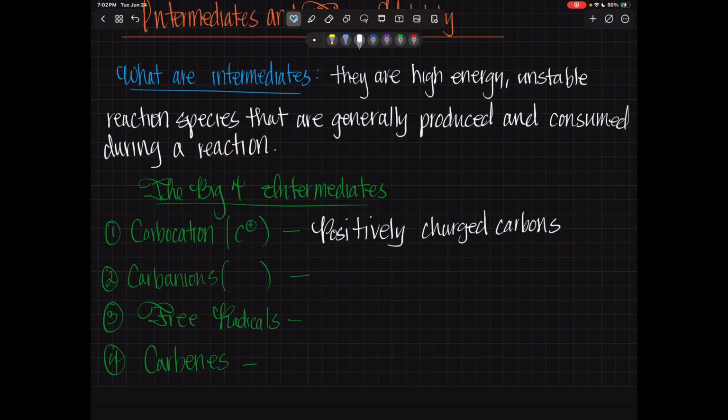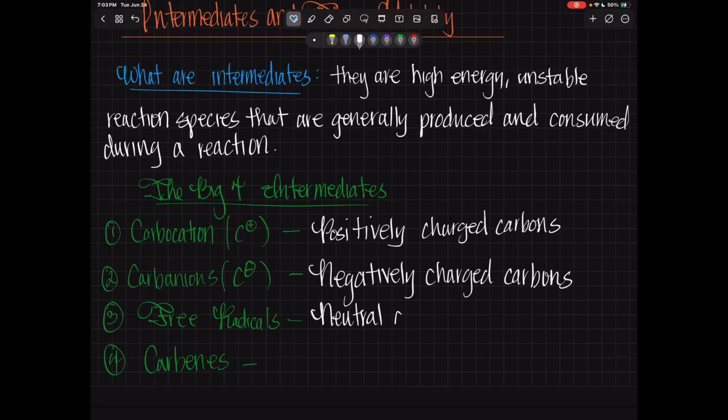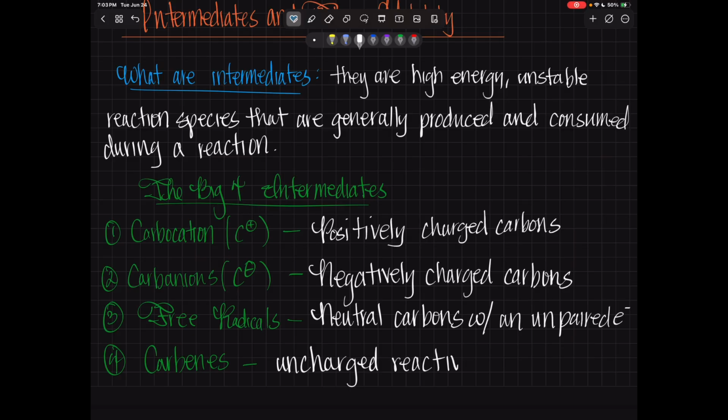We have carbanions, which are denoted as just a C minus, which you can circle. And it is known as negatively charged carbons. Third, we have free radicals, which are neutral carbons with an unpaired electron. And we have carbenes, which are uncharged reactive intermediates. And there's more to come about all these big four in this video.